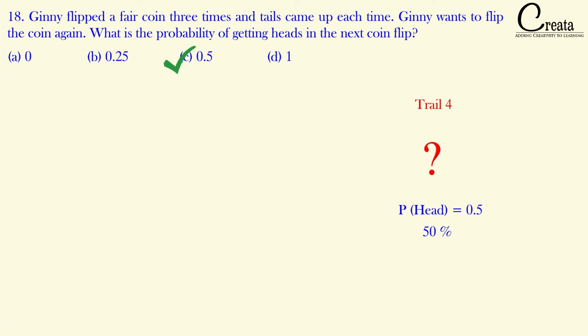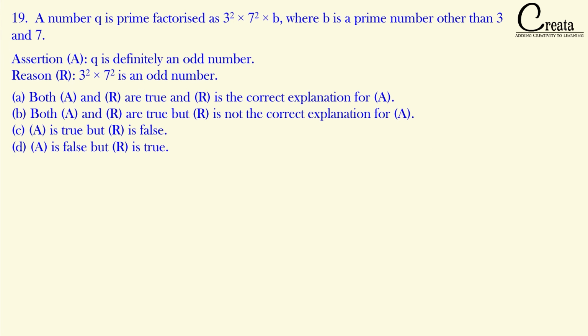Here the question framer wants to check your understanding of whether the probability of getting a head or tail depends on the previous cases or not. The answer is that the probability of getting an event does not depend on the previous history. Okay. So we have done with this question. Let's move to the next question. So this is the question.